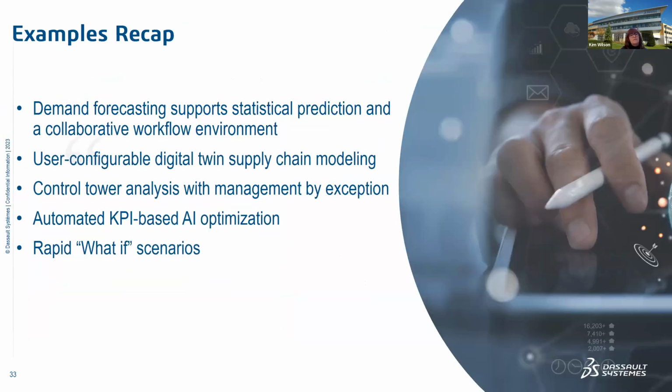So if we recap this section on some examples, it's really for demand forecasting. You're going to be able to do statistical prediction, and you're all going to work together so that this information is shared and people can collaborate. You've got this digital twin model that you're going to work off of. You're potentially going to be able to do management by exception. The KPIs are all in there, and AI is actually driving the optimization for you. And like I said, you can have so many what-if scenarios. It's really up to you.